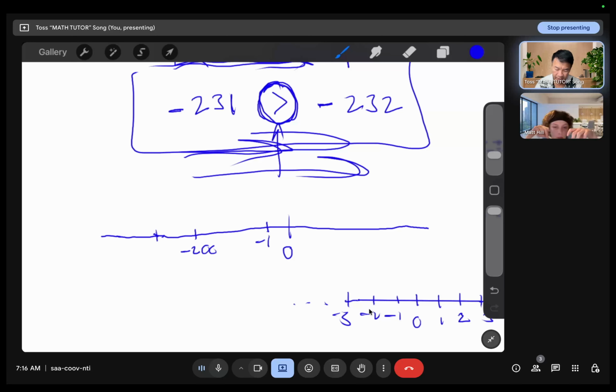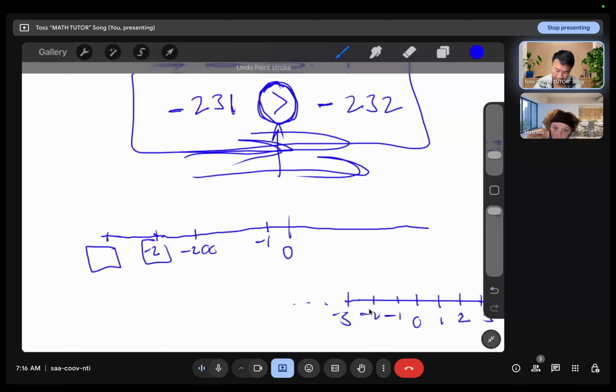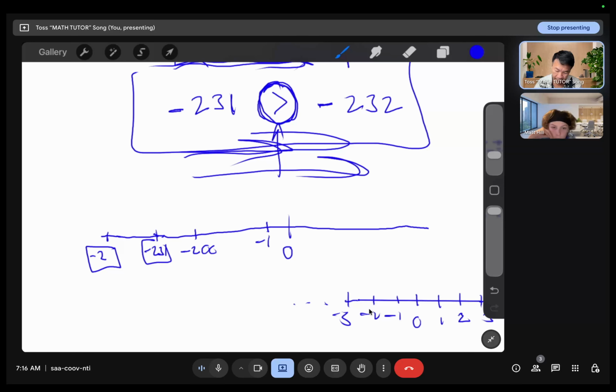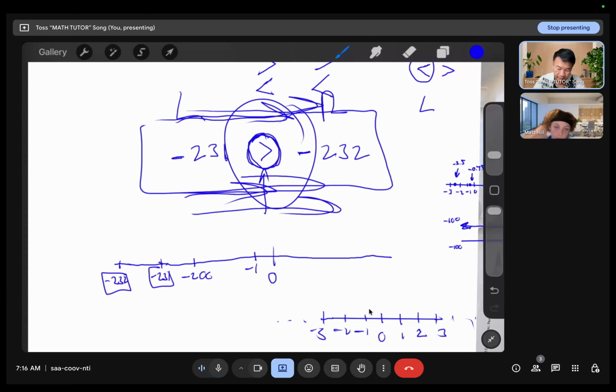Negative 231 or negative 232 will go here, and then which one goes over here? Negative 231 and then negative 232. Okay, good. You got it. Negative 231 here. You mean right here, right? And then negative 232. Okay, now do you want to tell me if this is right?